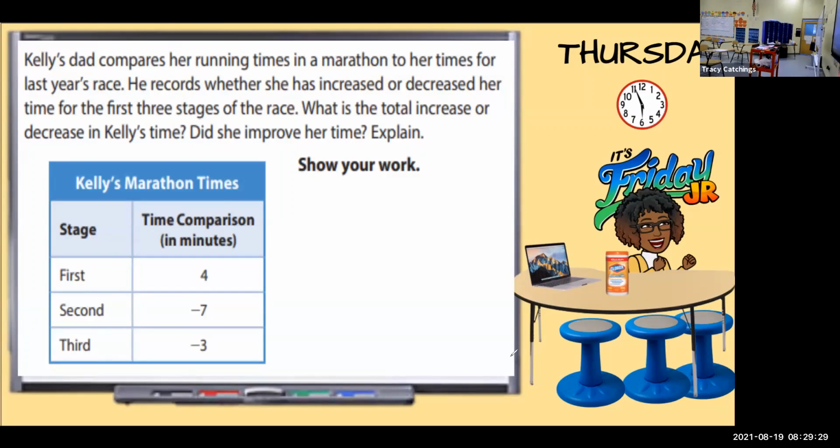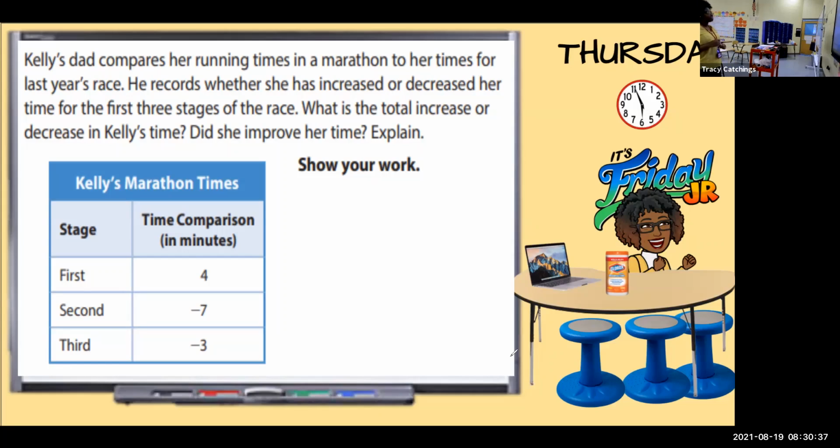All right, I'm going to give you about 30 seconds to a minute to read this problem and see if you can write an expression for it. All right, so I'm going to read it to us.